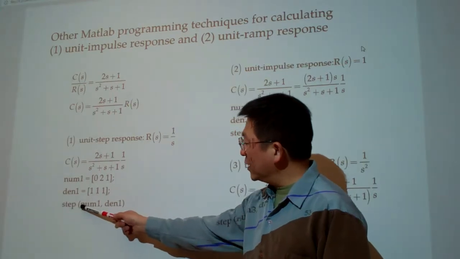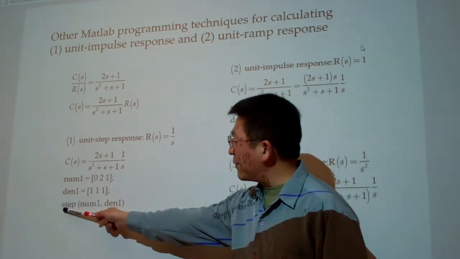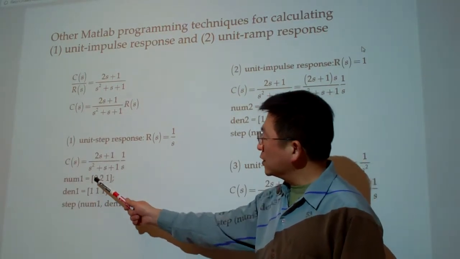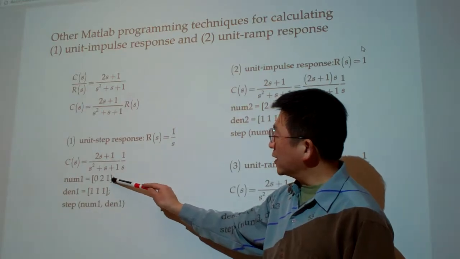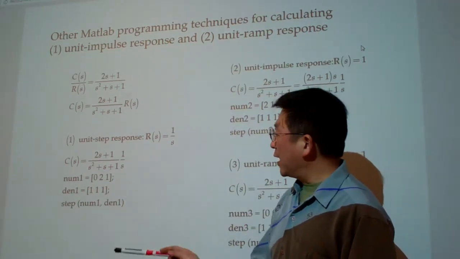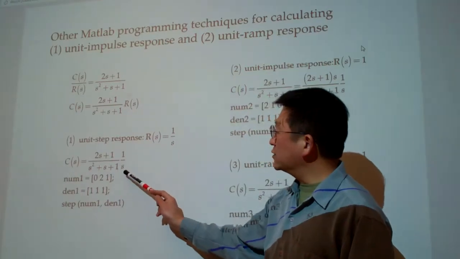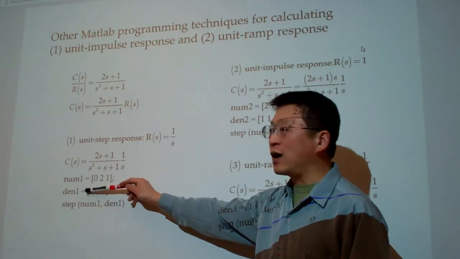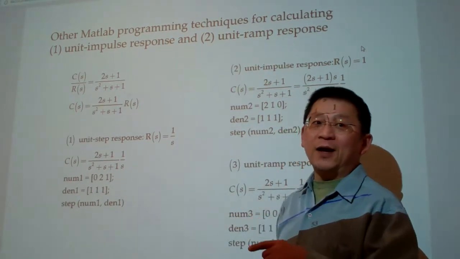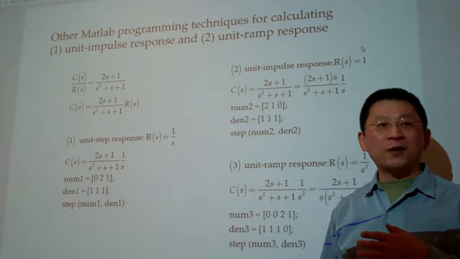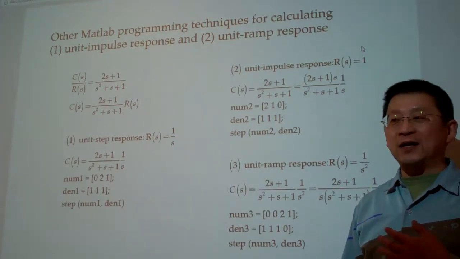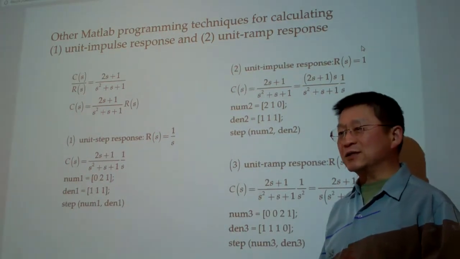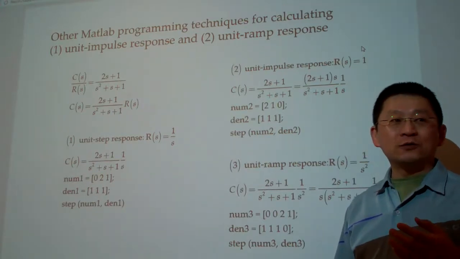Basically, this command takes the numerator and denominator of this. The numerator is 2 and 1, you can ignore the 0 here, and the denominator is 1, 1, 1. So simply you leave the 1 over S outside the description of this polynomial. Keep this in mind. Right now I'm talking about the syntax of the program. It's not about the science or technology. Syntax means the rule you have to memorize.